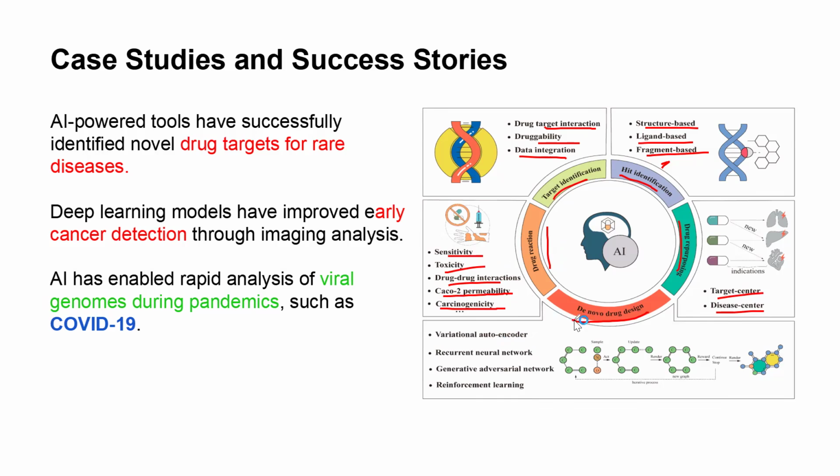In terms of de novo drug design, it can also use variational autoencoders. Let me erase this. Variational autoencoder. You can also use recurrent neural networks. You can also use generative adversarial networks and reinforcement learning. So all these are applications of AI in drug discovery as well as drug development.